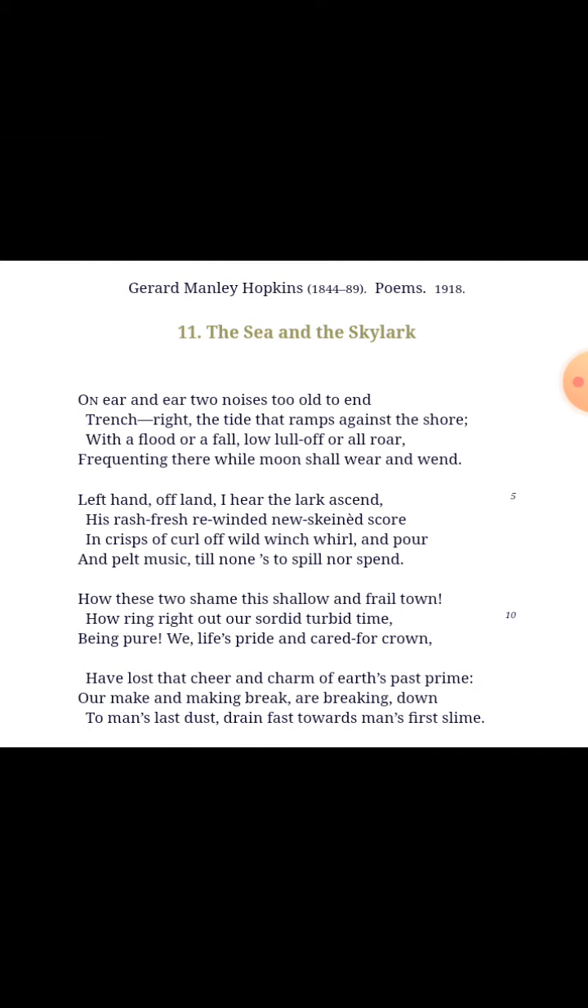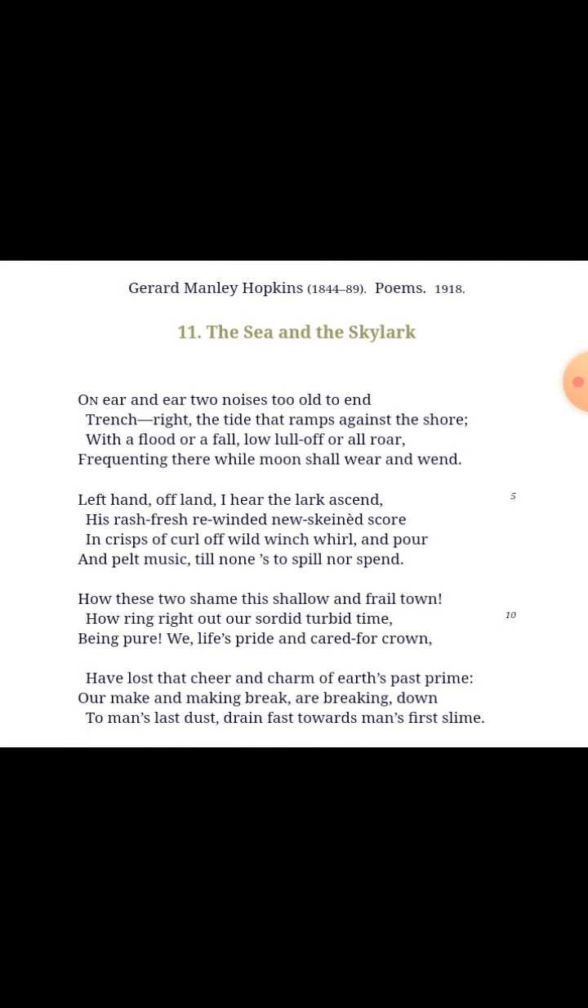On his right side, he hears the voice of the sea waves. The tide that rams, means hits against the shore. He hears the voice of the rising of the waves and the falling of the waves. When the wave hits the shore, there is a sound, there is a noise. When the water rises, there is a flood, and when the water falls down, there is a fall.